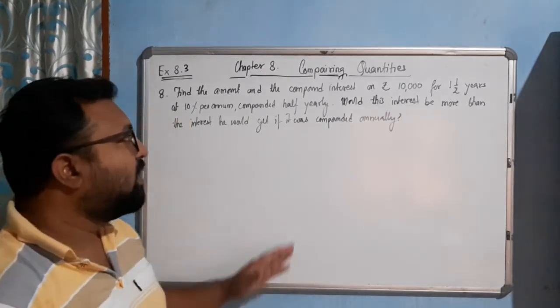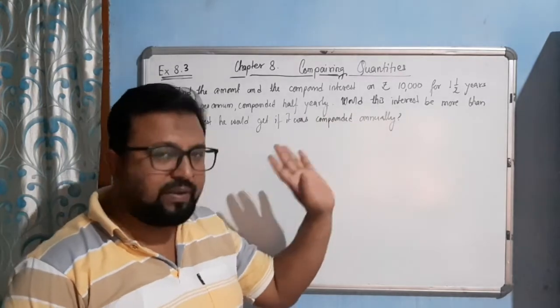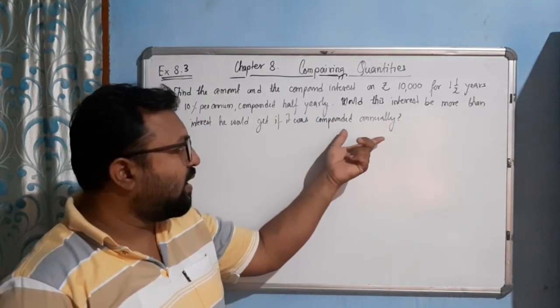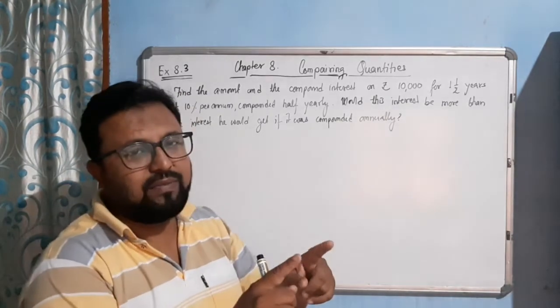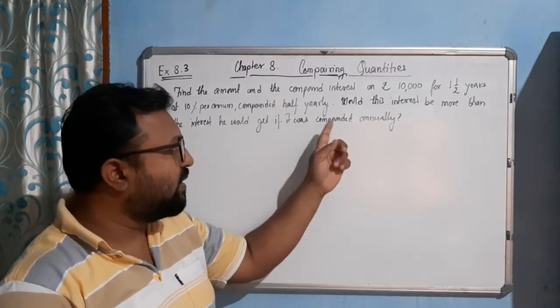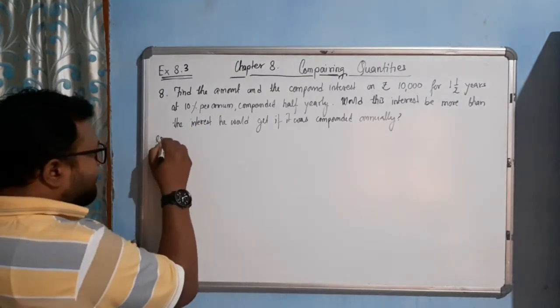So first we will try to find the amount for half yearly, and then we will find the compound interest, and next we will find the amount compounded annually, and then the interest, and then we will compare whether in half yearly the amount of interest is more or in annually the amount of interest is more. Okay, let's see the solution.